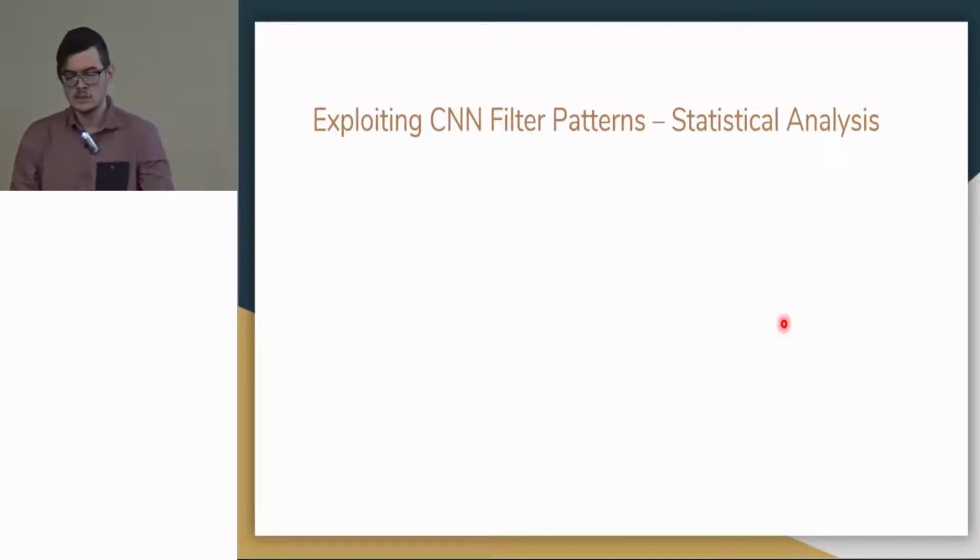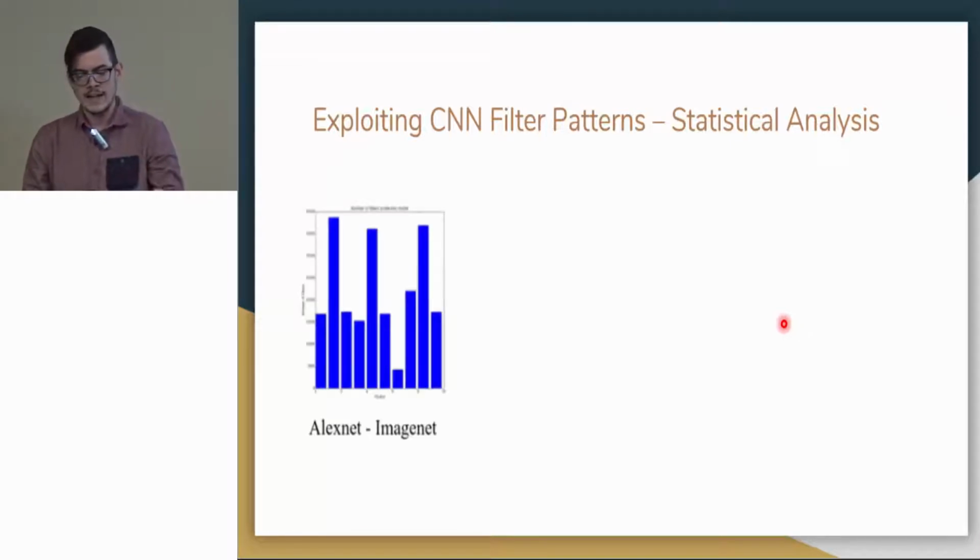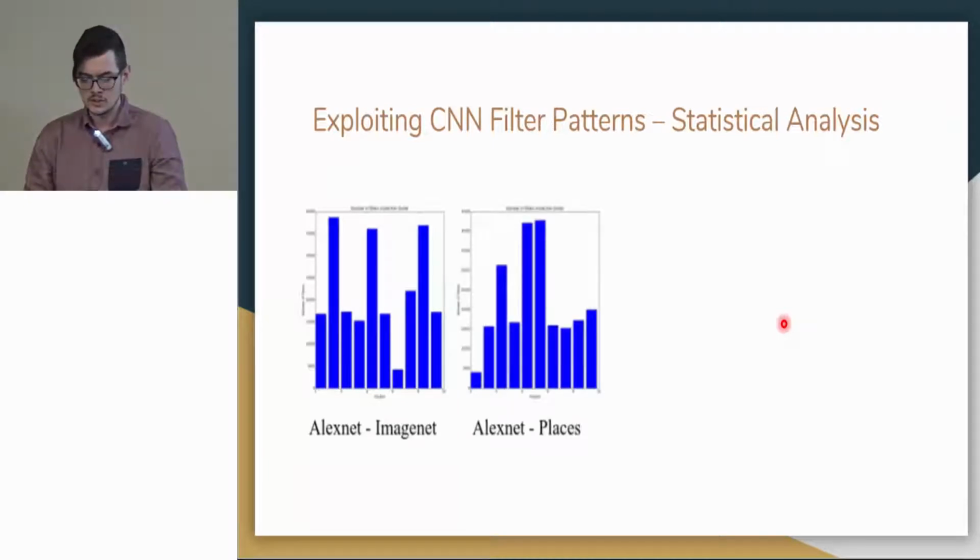So the authors then analyzed the resulting distributions of the filters over all the clusters. First, AlexNet on ImageNet, and then on Places. So the distribution here is similar. And then on VGG16, the x-axis here is the filters by cluster. So each one of these is a cluster, and this is the number of filters that went inside of that cluster.